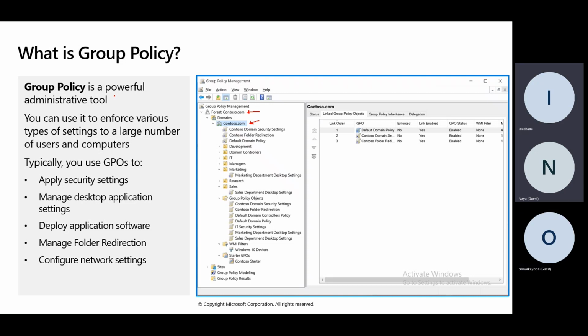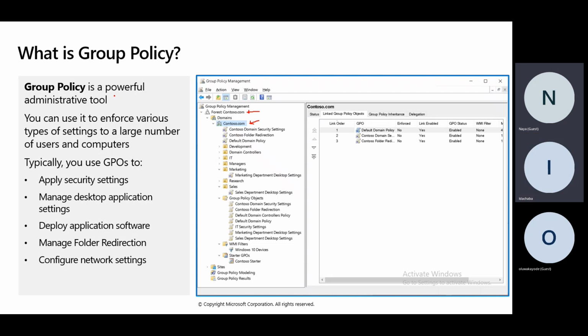So typically you use your GPO to... Now what do you use your GPO for? Look at it. How many things? Five? So you might have to put those things down. Yes, use it to apply security settings. So that's number one. You can see security is number one.